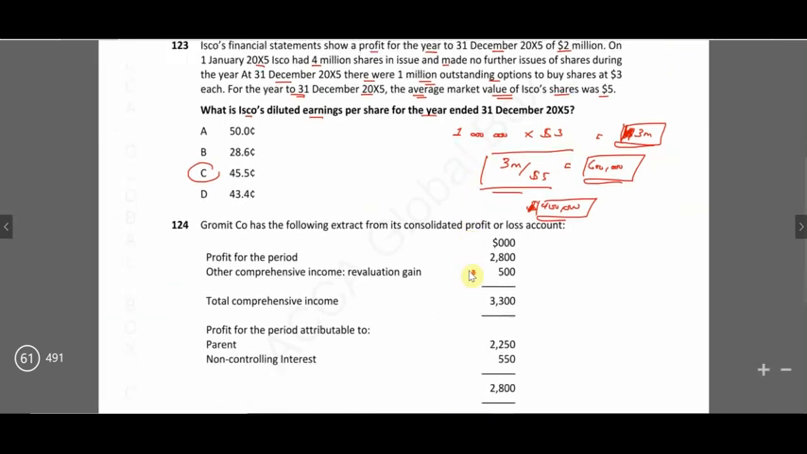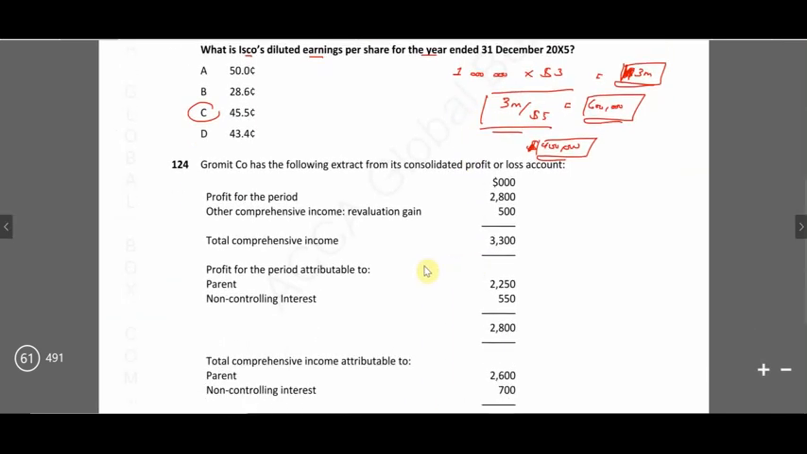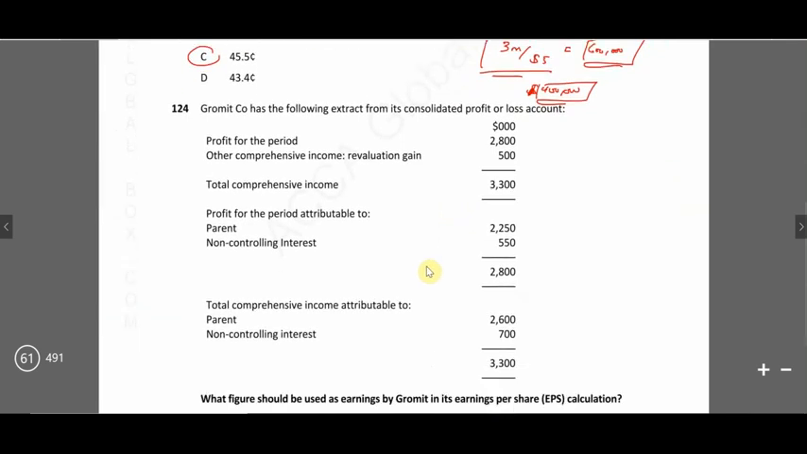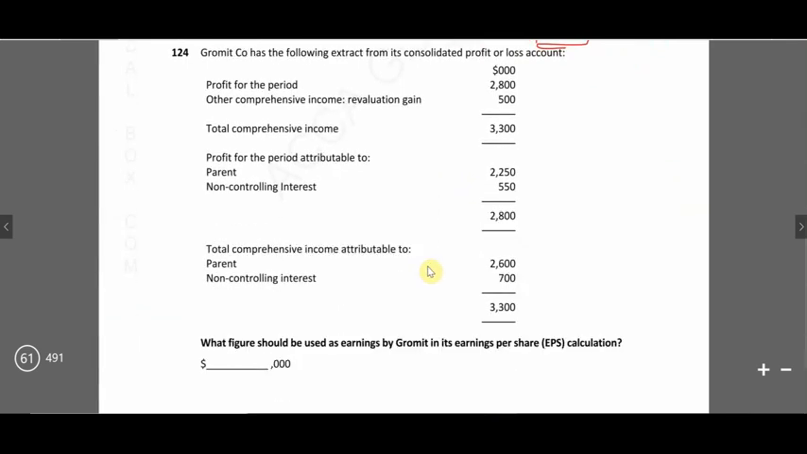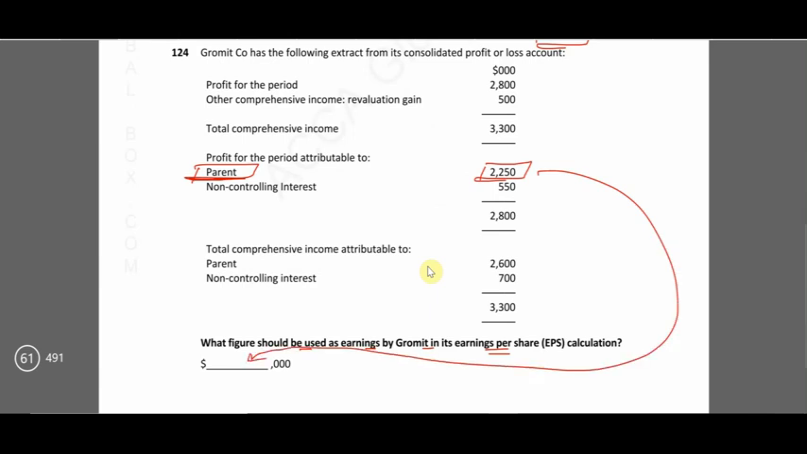Then we have question number 124. Grommet has the following extract for its consolidated profit or loss account. Profit for the period, other comprehensive income, then profit attributable to parent, NCI, total comprehensive income. What figure should be used as earnings by Grommet in its earning per share calculation? So when you talk about the Grommet, they will be taking profit attributable to parent, not the NCI. So it's 2250. This figure should be put over here.